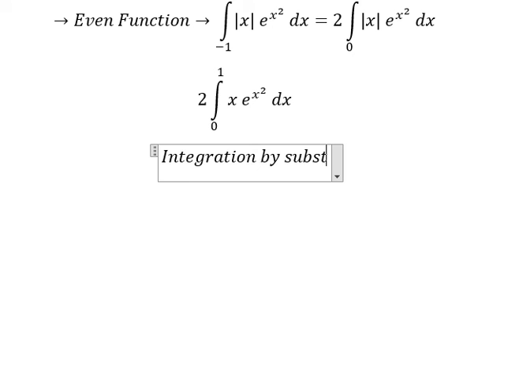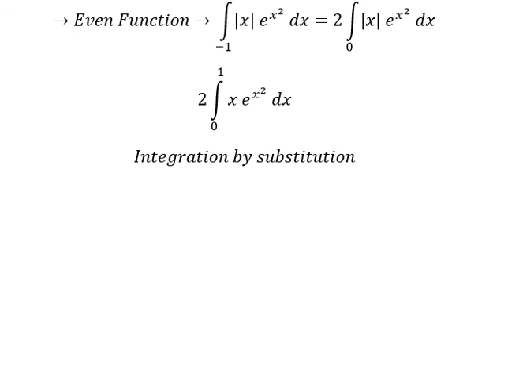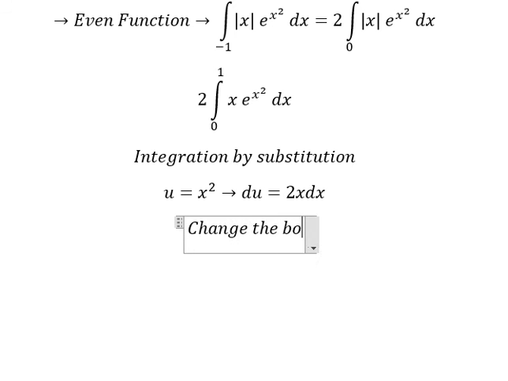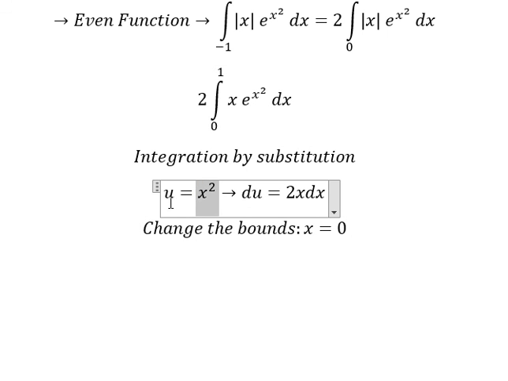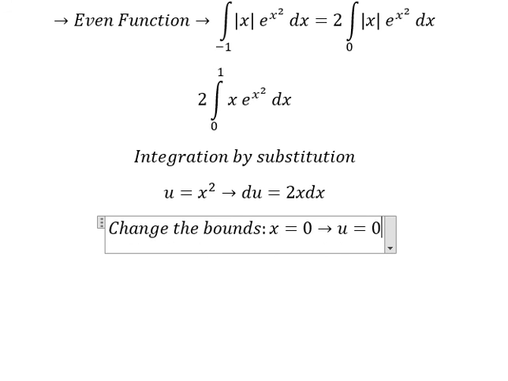by substitution. So I will put u equals x squared. Later, we need to first take the derivative of both sides. And now we need to change the bounds. When x equals 0, we put 0 in here, and we can find the value of u. So u equals 0.